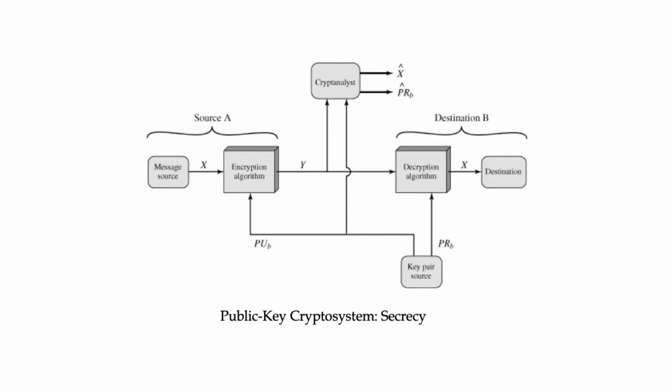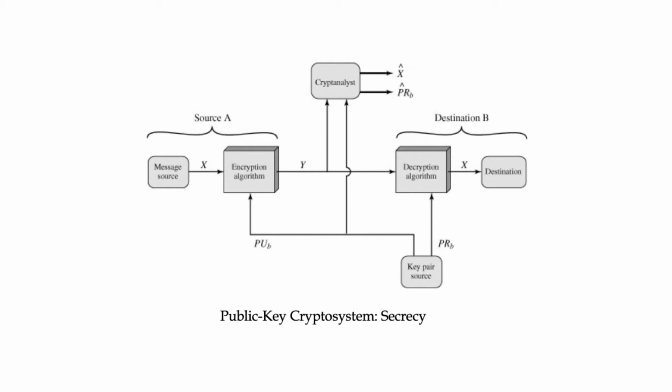Let's take a closer look at the essential elements of a public key encryption scheme. Using this figure, there is some source A that produces a message in plaintext X equal to X1, X2, etc. Xm. The m elements of X are letters in some finite alphabet. The message is intended for destination B. B generates a related pair of keys, a public key PUb and a private key PRb. PRb is known only to B, whereas PUb is publicly available and therefore accessible by A.